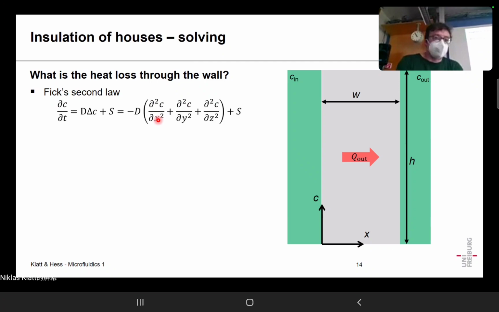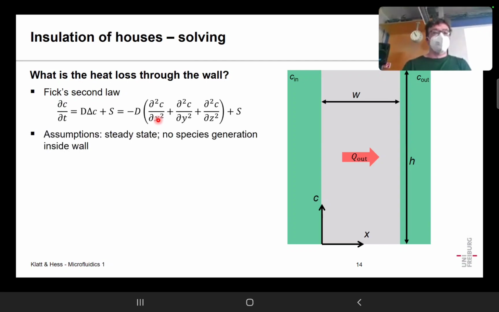Okay, then let's start again. What can we remove from Fick's second law? Go to the assumptions: steady state, no species generation inside the wall, and constant along the Y and Z axis. So what can we remove? Yeah, the concentration change, the source terms, and obviously, as with temperature, concentration changes in time or in the direction of Y and Z.